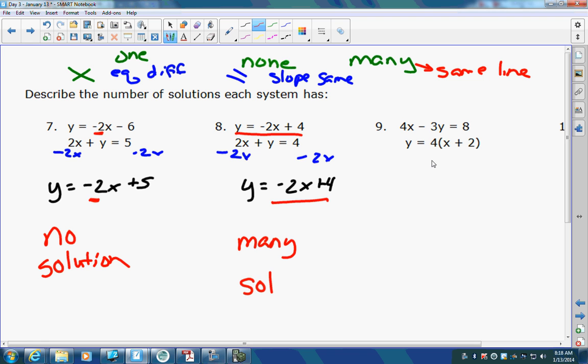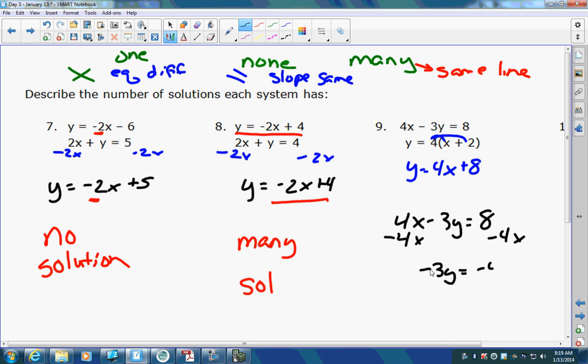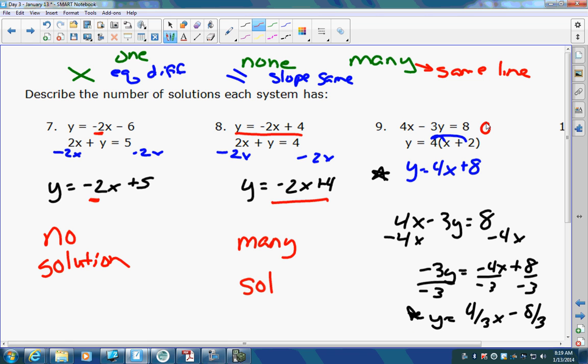The next one, on number 9, as you look at this, one of them is already in y equals form, kind of. If I wanted to fix this, I can do the distributive property. Y equals 4x plus 8. Let's rearrange that top one. 4x minus 3y equals 8. Subtract 4x from each side. Negative 3y equals negative 4x plus 8. Divide by negative 3. Y equals positive 4/3 x minus 8/3. These two equations are different, so there is going to be one solution.